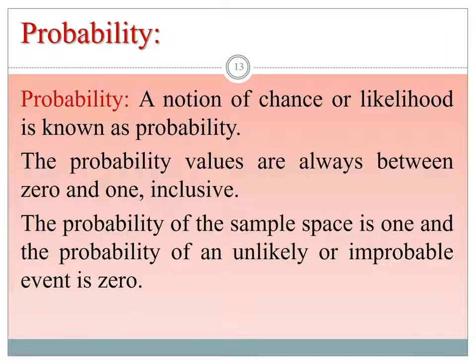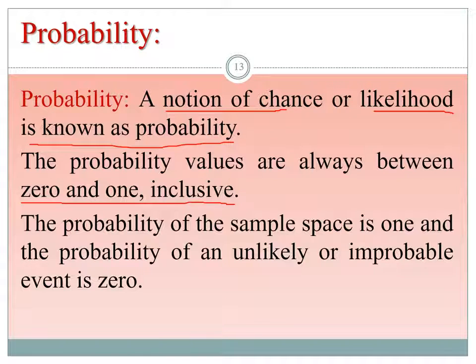Next, probability. Maybe a one-word definition is chance of occurrence. That is probability. This is a notation of chance or likelihood, known as probability. The probability values are always between 0 and 1, also inclusive. So it is possible to have 0 or 1. The probability of the sample space is 1 and the probability of an unlikely or improbable event is 0.